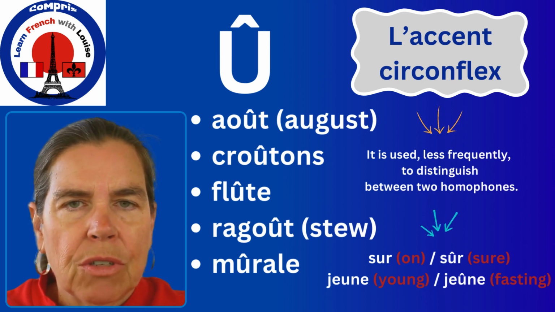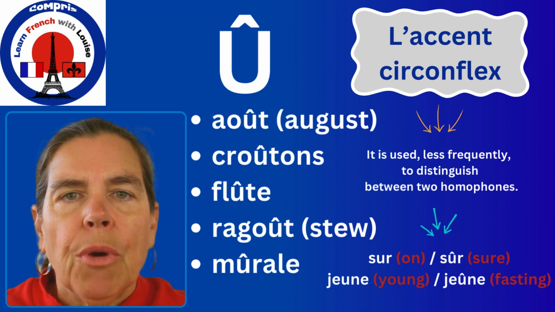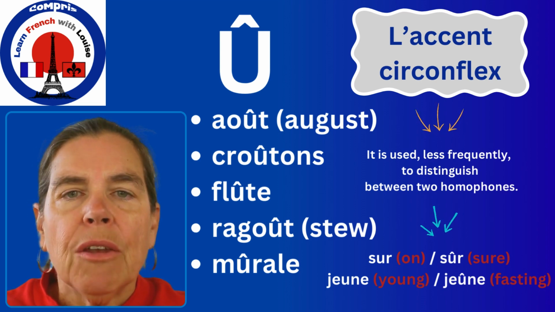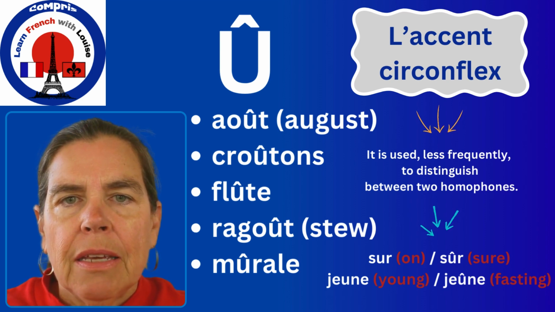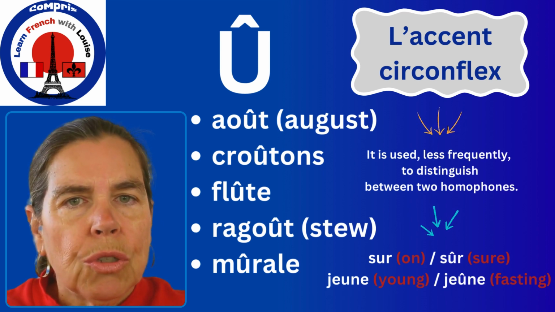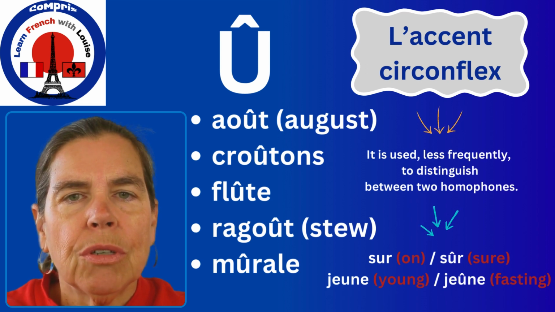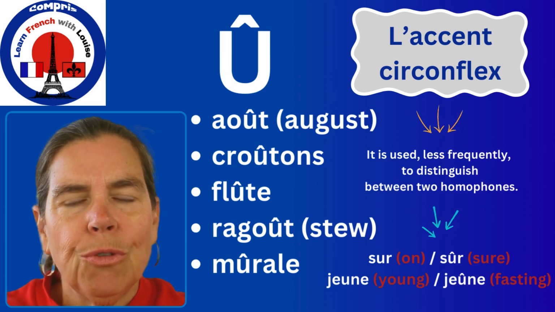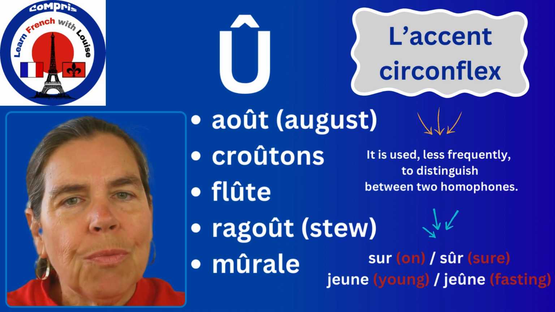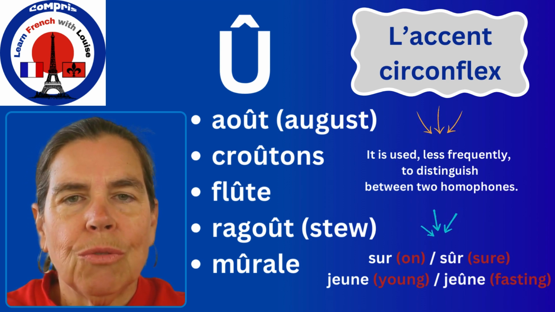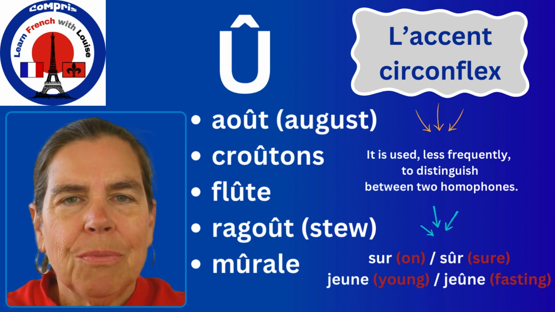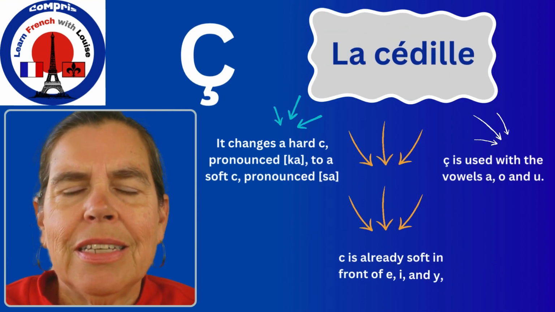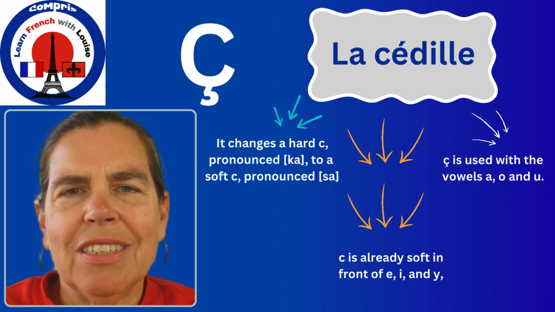Jeune, without accent circonflexe, can be young, but with an accent circonflexe, jeûne can mean fasting. And the examples that I give here: août, repeat with me, août, crouton, flûte, ragoût, which is a stew in French, ragoût, mural.